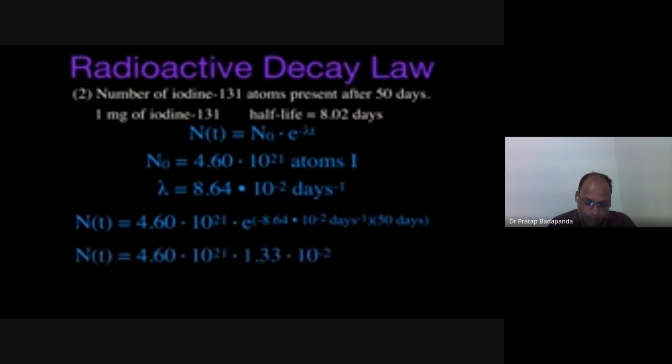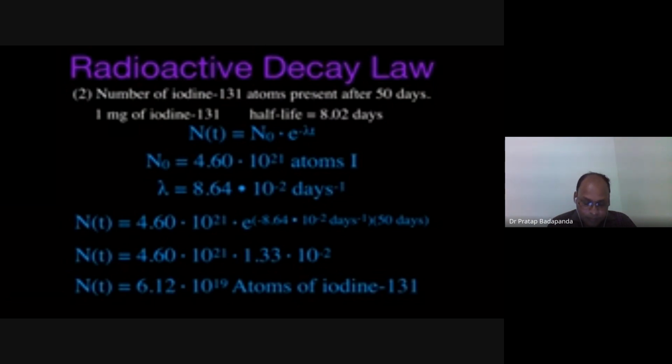And then we just do that. I just showed you one step here. I took this value raised to this power, and that's 1.33 times 10 to the minus 2, and you multiply those two together, and you get that the number of radioactive nuclei, or the number of atoms of iodine 131, which has a half-life of 8.02 days, if you start off with 1 milligram, after 50 days, you'll have 6.12 times 10 to the minus 19 atoms of iodine 131.